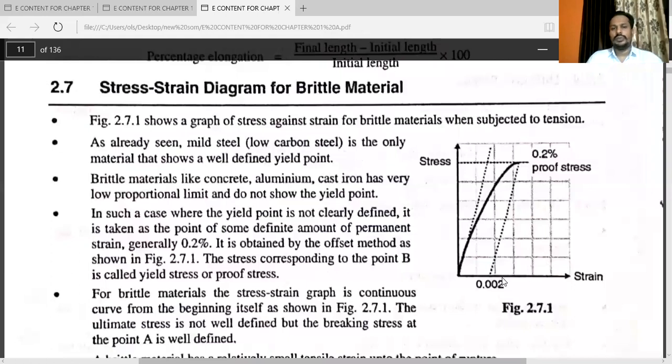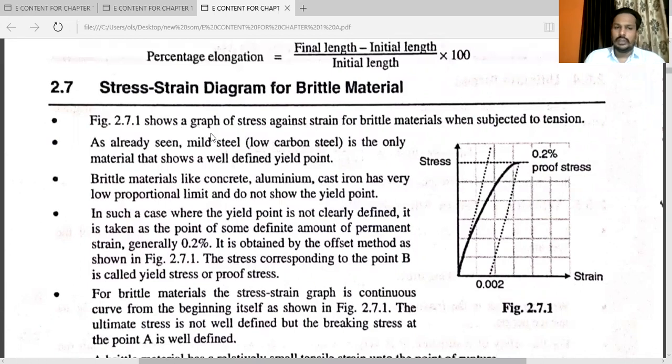This is a stress-strain diagram for a brittle material. The graph shows stress against strain for a brittle material when subjected to tension. As already seen, mild steel is the only material that shows a well-defined yield point. Brittle materials like concrete, aluminium, and cast iron have a very low proportional limit and do not show a yielding point.